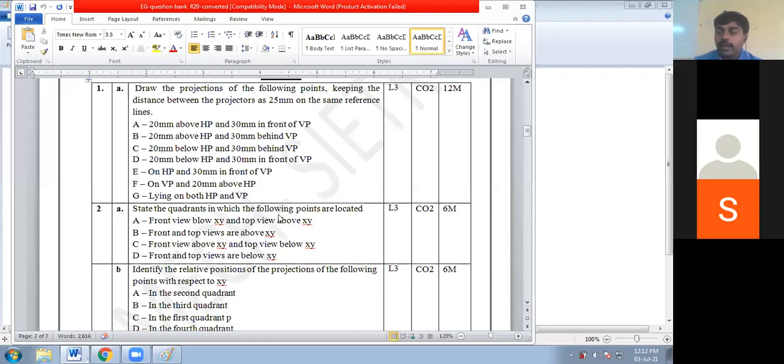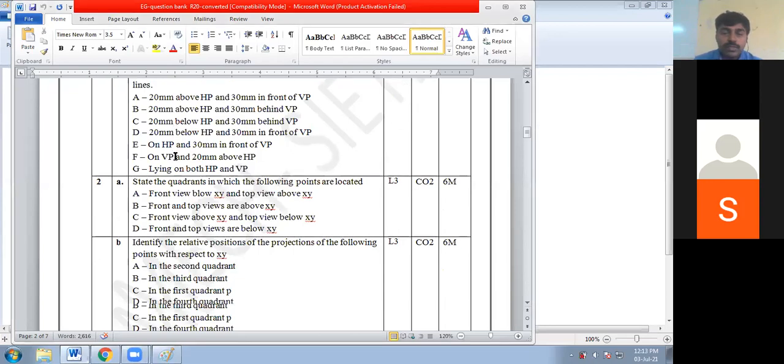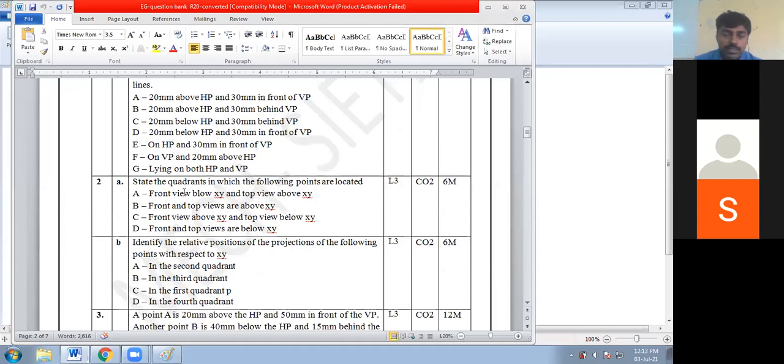Now here, see the second issue. Now I need to share this second question bank. Please all of you share, check the question bank. So this is the first question we have drawn. Second question, look at this second question please. State the quadrant in which the point is located. Now I need to locate only the point, which quadrant it is: first quadrant, second quadrant, third quadrant, like this.